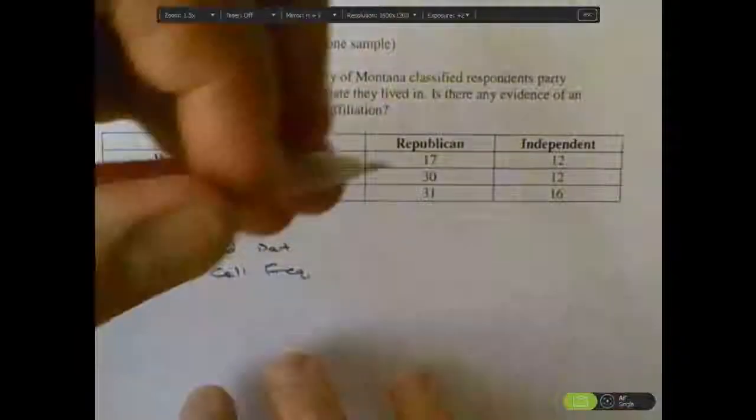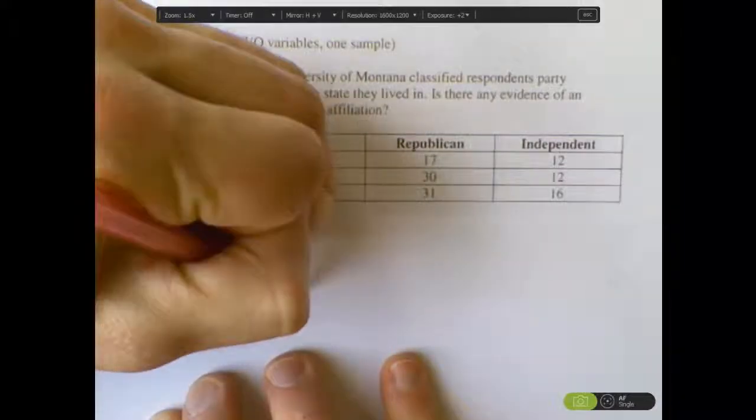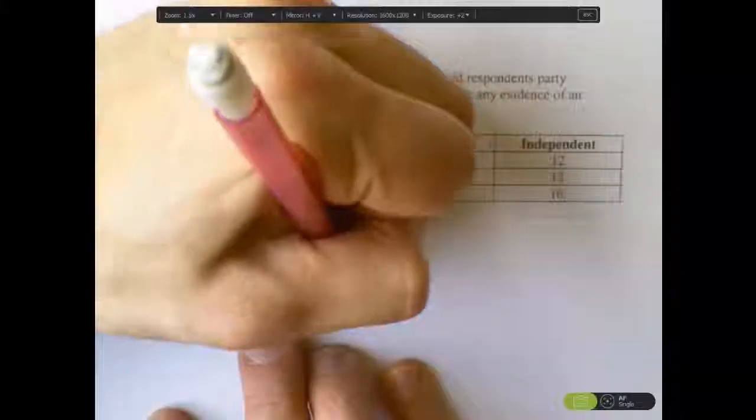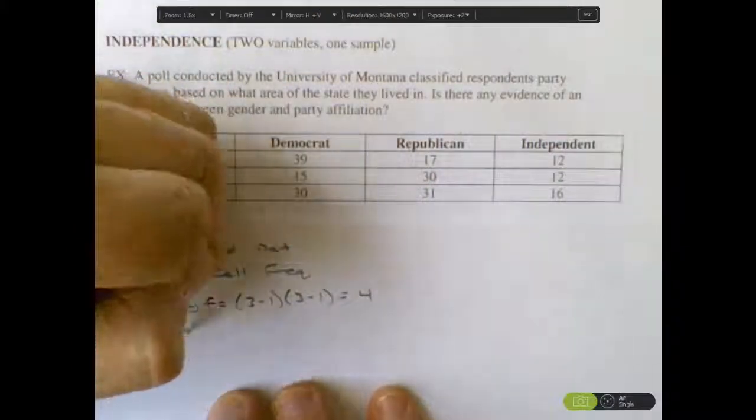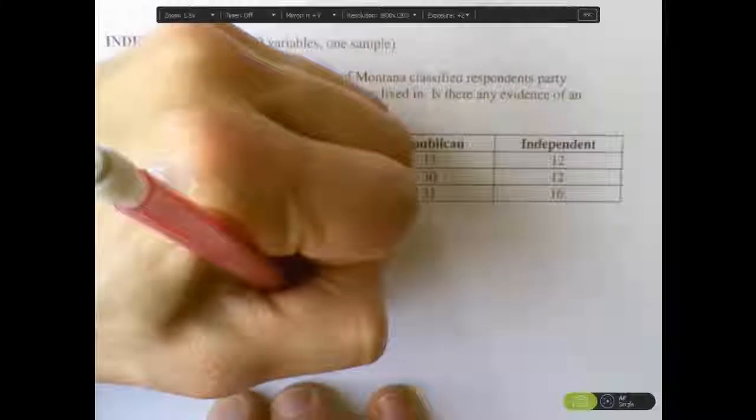So my degrees of freedom, I have 3 rows minus 1. I have 3 columns minus 1. 2 times 2, I have 4 degrees of freedom. This is a chi-squared test of independence.